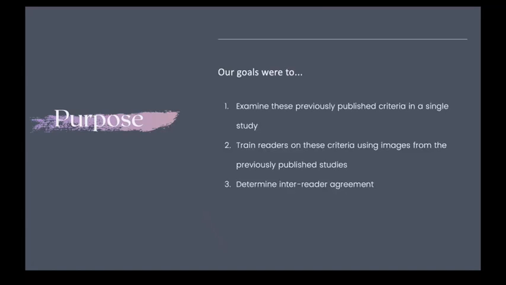We had 3 main goals for this study. The first was to examine these 7 previously published criteria in a single study. Secondly, we wanted to train the imaging readers on these criteria based on the definitions that were just described and on images from the prior studies. And lastly, to determine inter-reader agreement for these features.